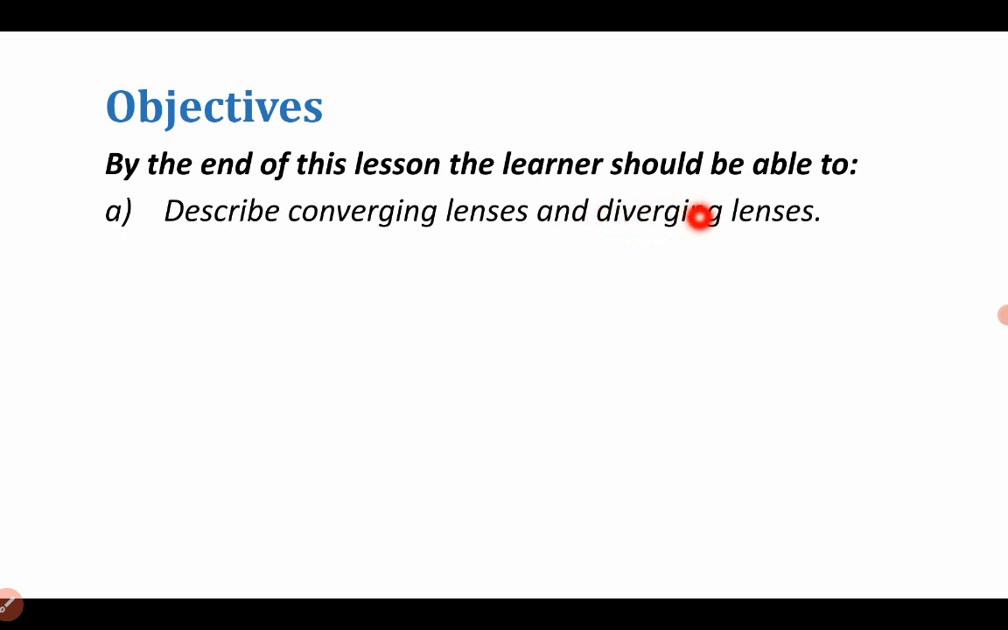converging lenses and diverging lenses. These are the 2 types of lenses that are of interest for the time being. Of course, we have other types of lenses, but in this topic, we are going to look at converging lenses and diverging lenses. We are going to define each one of them and look at their operation, how they behave when light is beamed on them. So you should be able to describe converging lenses and diverging lenses.